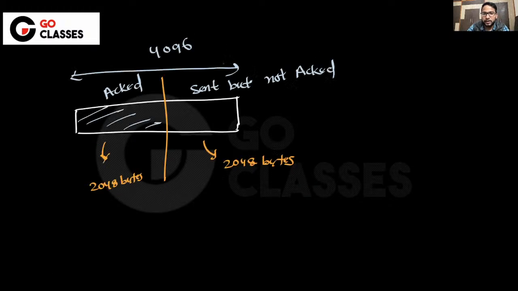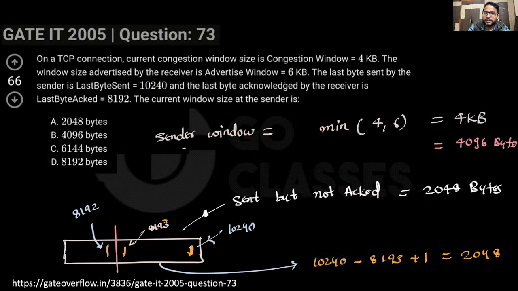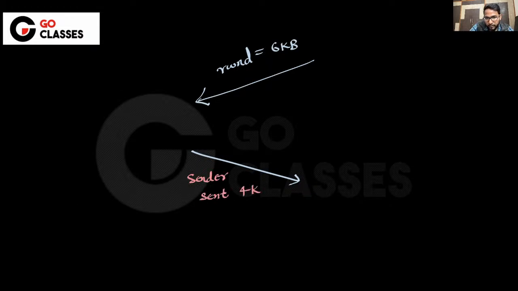The receiver must have said, send me, well, how much has it advertised, 6 KB, but the congestion window is 4 KB. The receiver is saying, send me 6 KB, I can handle up to 6 KB. But since on the sender side the congestion window is calculated to be 4 KB, I can send at most 4 KB. So the sender has sent 4 KB because of the congestion window.